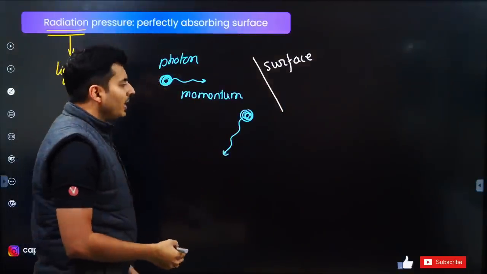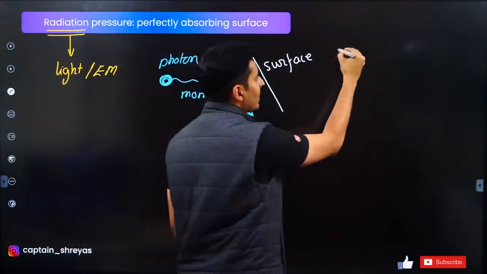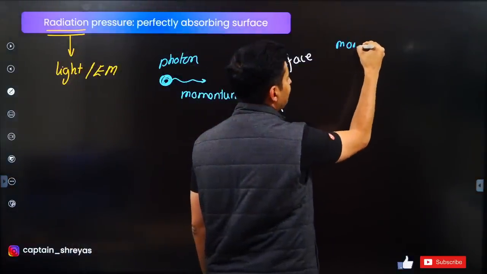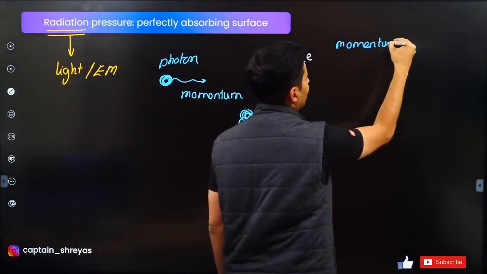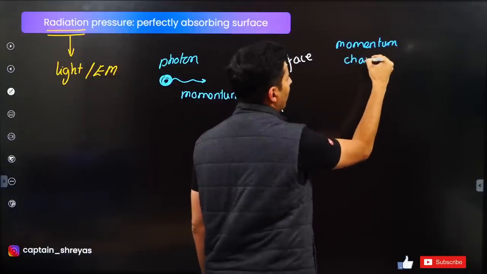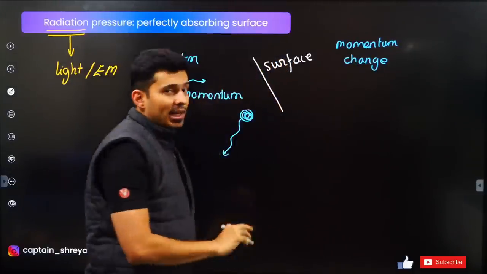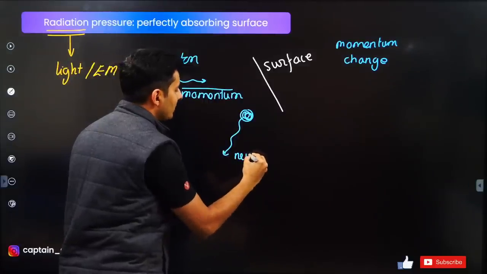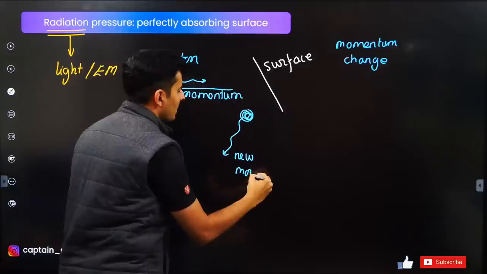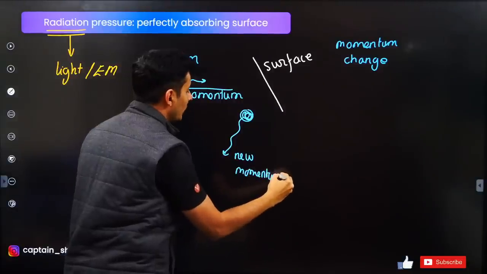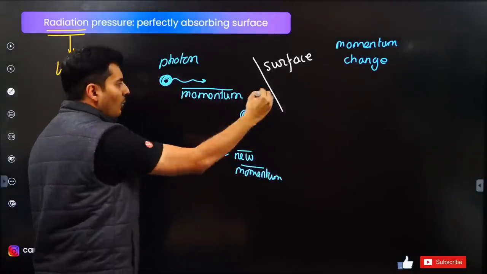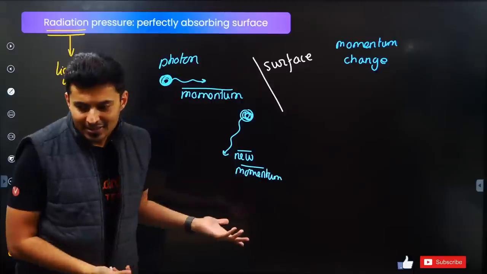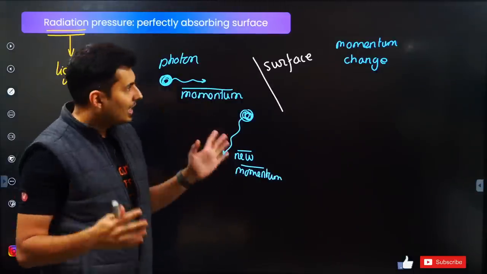So has the momentum changed? Come on, tell me. Did momentum change? Yes or no? Momentum is a vector quantity. Please do not forget that. Momentum is a vector quantity. This is your new momentum of that photon which got reflected. Has the momentum vector changed? Yes, definitely, it has changed.